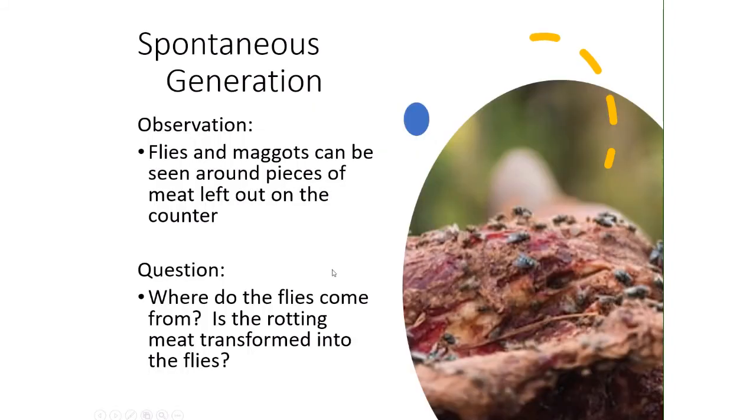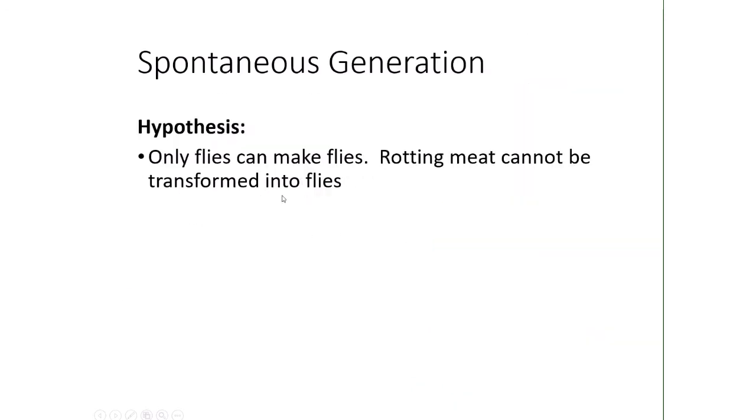So what did he do? Well, the observation is that flies and maggots can be seen around pieces of meat left out on the counter or outside or wherever. And the question is, where do flies come from? Is the rotting meat transformed into flies? So that was the question he tried to answer. Redi's hypothesis was this: only flies can make flies. Rotting meat cannot be transformed into flies. So that's a testable hypothesis that is also potentially falsifiable.